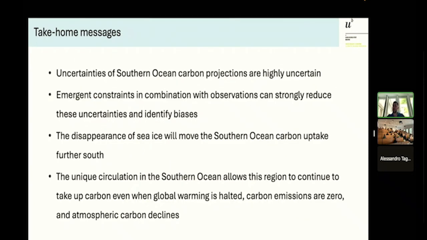Yeah, and I would like to finish with that and say that Southern Ocean projections are still highly uncertain, that emergent constraints and observations can help to reduce these uncertainties, and that the disappearance of sea ice will move the Southern Ocean carbon uptake further south. And the unique circulation in the Southern Ocean really allows this region to continue to take up carbon even when global warming is halted, carbon emissions are zero, and atmospheric CO2 declines.